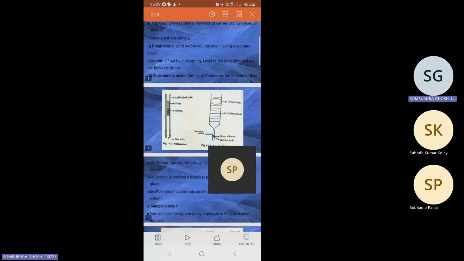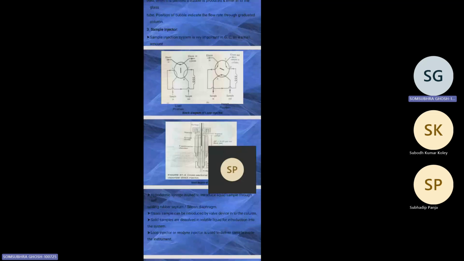Loops will be changed, and in this way, the sample will be introduced into the mobile phase or the carrier gas. At that time, that sample will be carried out. After that, the sample will be carried by the mobile phase. So that is the actual injection process. By these two steps, the sample is introduced or injected into the system, in the mobile phase. So definitely this part, the sample injector, has a very important role. In this part only, the sample is injected.